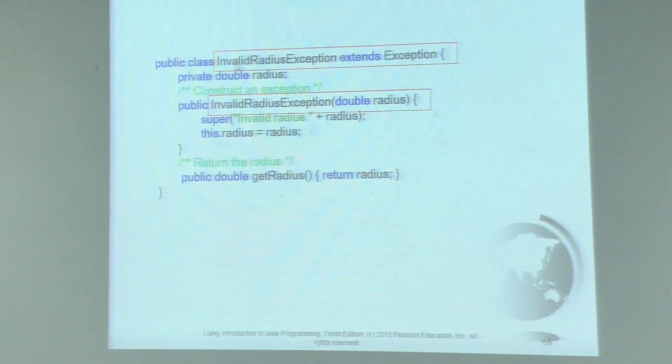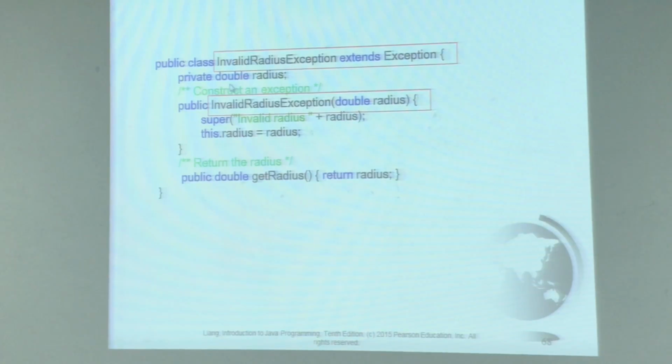So what you will do, you will say InvalidRadiusException extends Exception. Whenever you want to create your own exception class, simply you have to make it a child class by extending the Exception class. How you will do this? You will say public class, your class, extends Exception. And then you have to do something with the constructor here, okay?